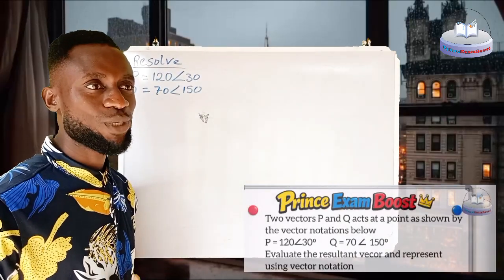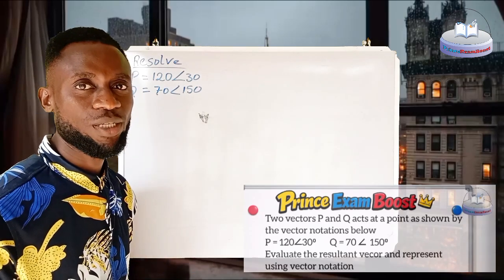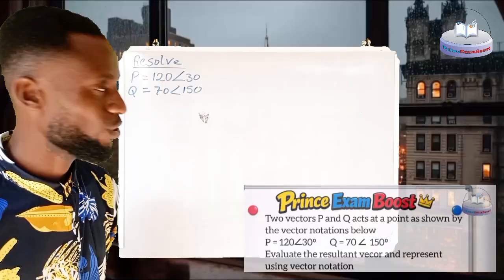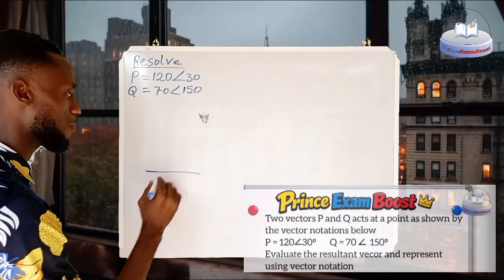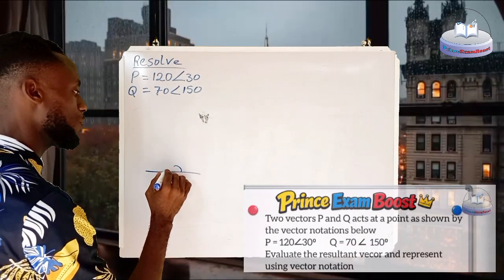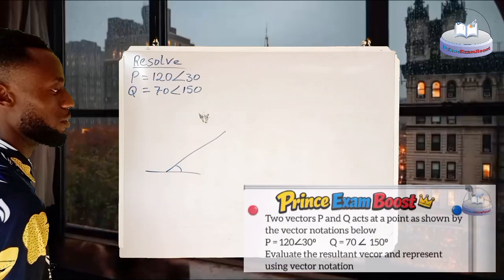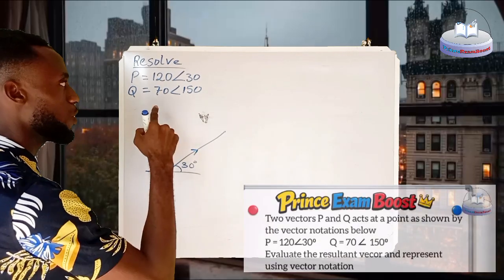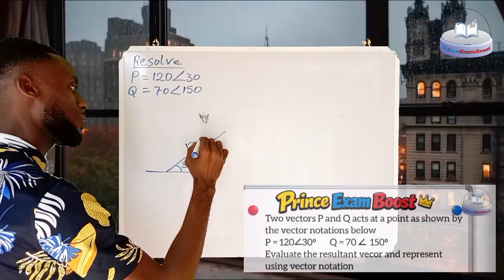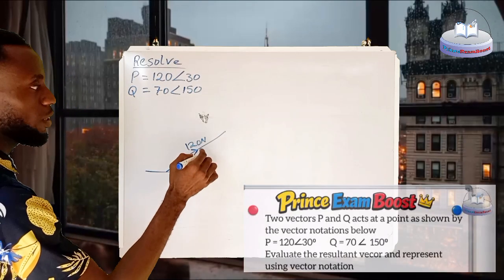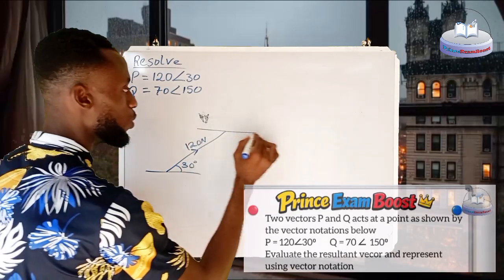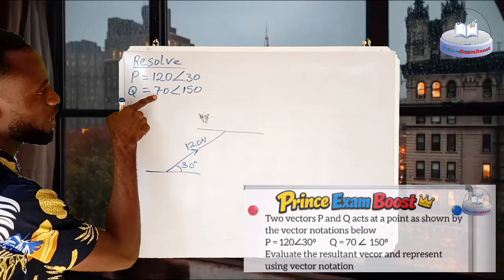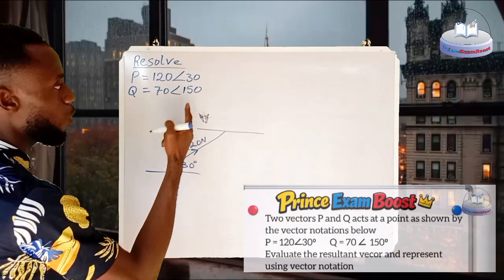Remember I said you must be able to mentally sketch what we are dealing with, connect it head to tail, and figure out the angle between them before we can solve. So if this is my horizontal line, 30 degrees is still within the first quadrant. So this is 30 degrees and this is the force of 120 Newton. Now, where you ended, draw a new horizontal line so you may begin the sketch for the second. So the second one is 70 at 150.